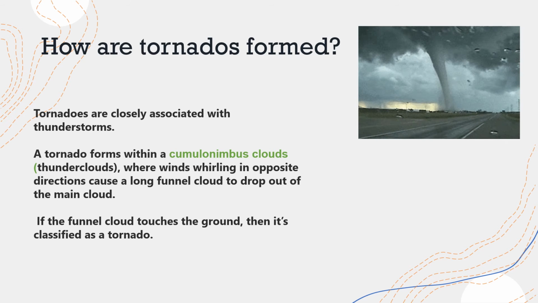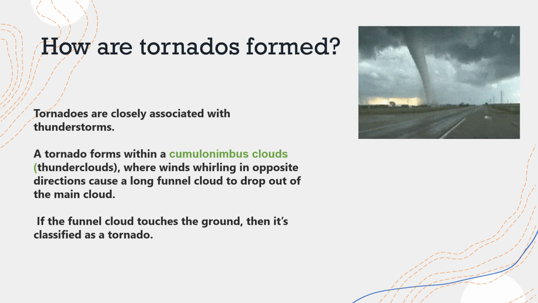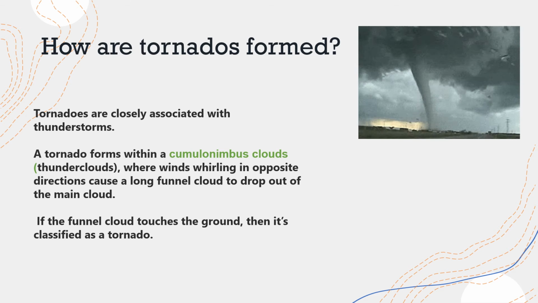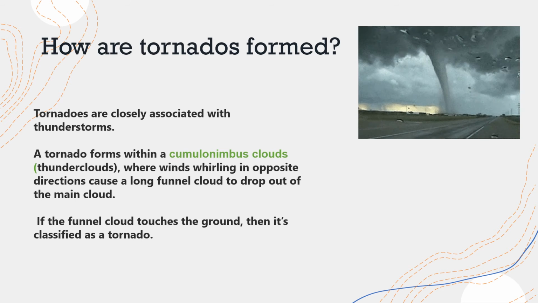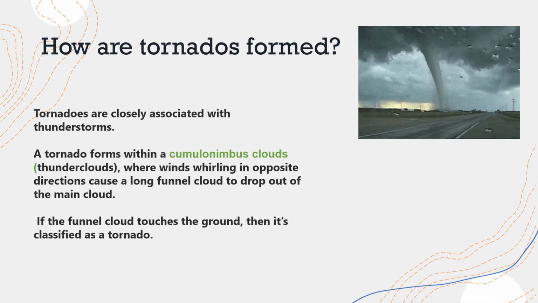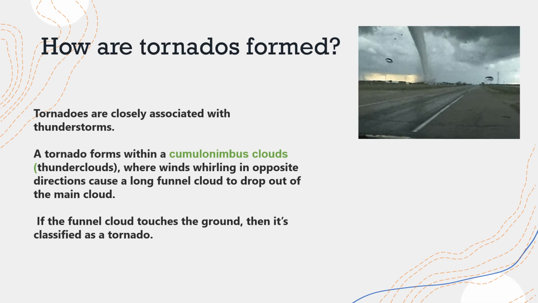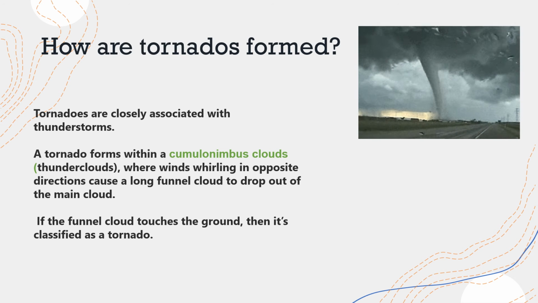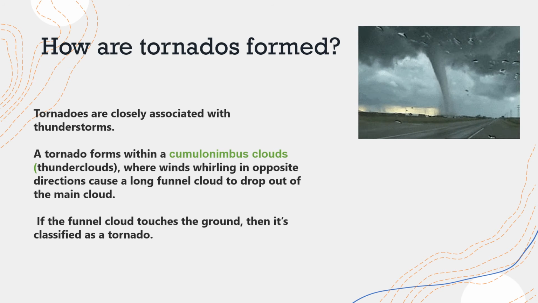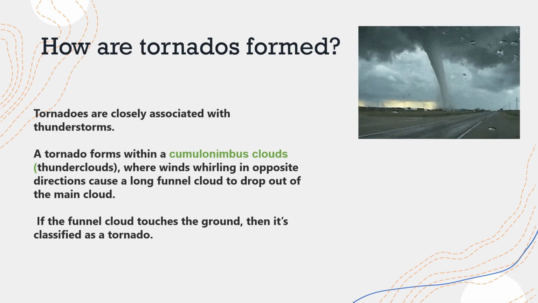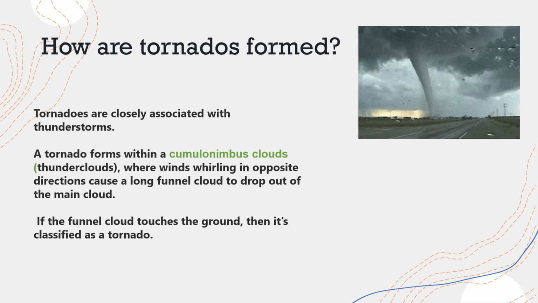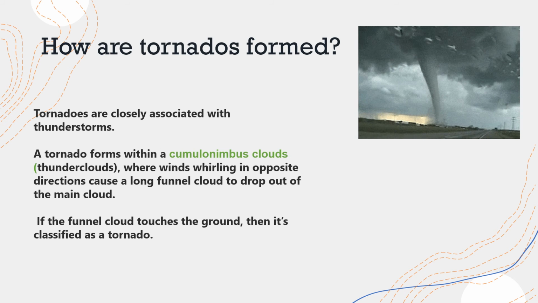And how are tornadoes formed? Tornadoes are closely associated with thunderstorms because they form within a thundercloud, which has been caused by a cold or warm front. Winds twirling in opposite directions cause a long funnel cloud, like you can see to the right, to drop out of a main cloud. If the funnel cloud touches the ground, then it's classified as a tornado.